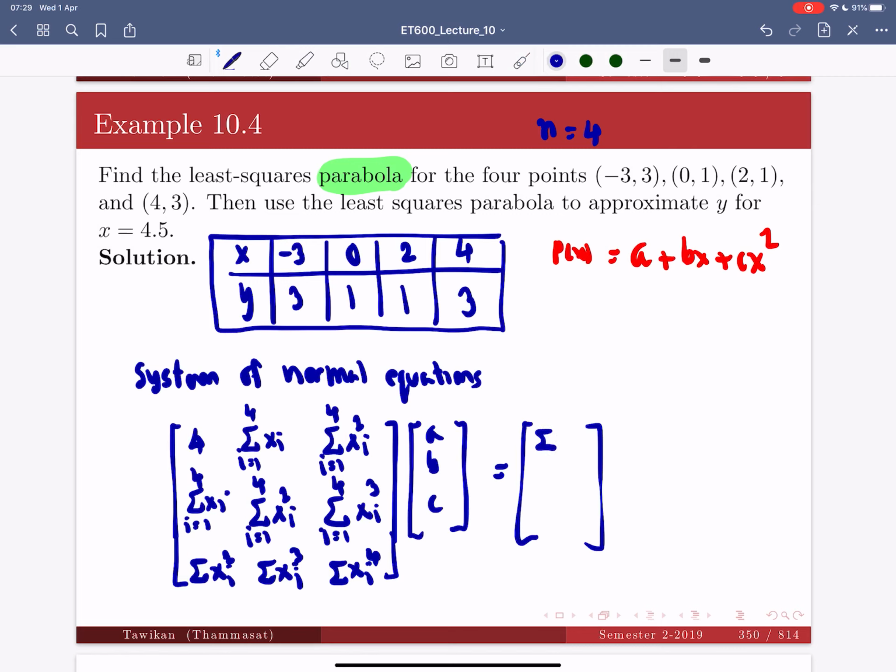And the right hand side is the summation of yi, again i running from 1 to 4. The next spot is the summation of the product of xi and yi, again i running from 1 to 4. And the last spot is going to be the summation of xi squared times yi, and i runs from 1 to 4. So you have to use the information in the table to get all those things that you need in the coefficient matrix, and also the constant terms. There are 3 of them on the right hand side of your system of normal equations.